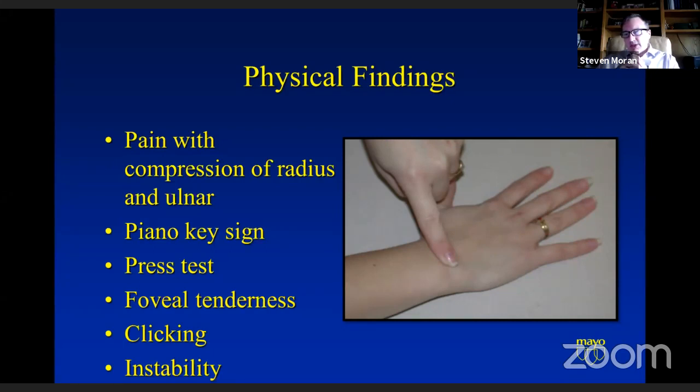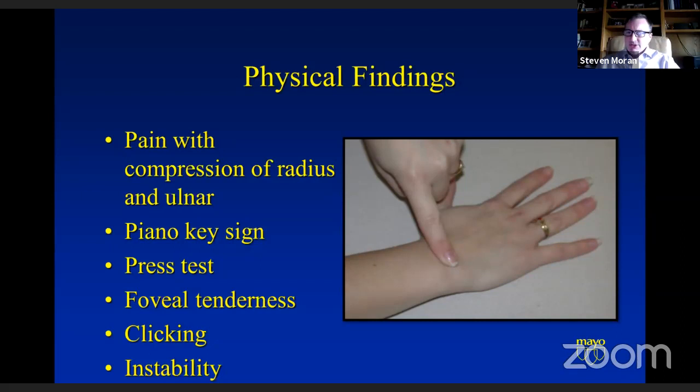The examination that I usually begin with is just examining range of motion, make sure there's no problems at the elbow. But then when you compress across the distal radial ulnar joint, the ulna into the radius, patients who have pain with that maneuver often have early evidence of DRUJ arthritis. Patients may also have gross instability in the office, which is the piano key sign that we'll look at in a second.